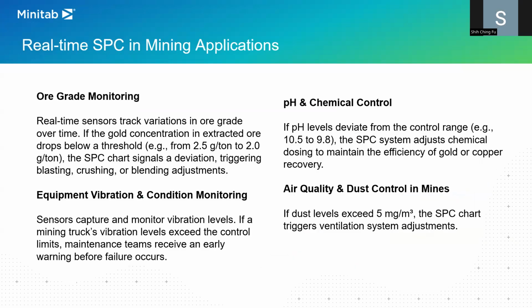So some mining applications, for example, talk about ore grade monitoring, right? Real-time sensors track variations in the ore grade over time. If the gold concentration, for example, goes over a certain threshold, then the SPC chart can send a signal that may trigger some reactions, like blasting, crushing, blending, or some adjustment. So these are very typical for ore grade monitoring.